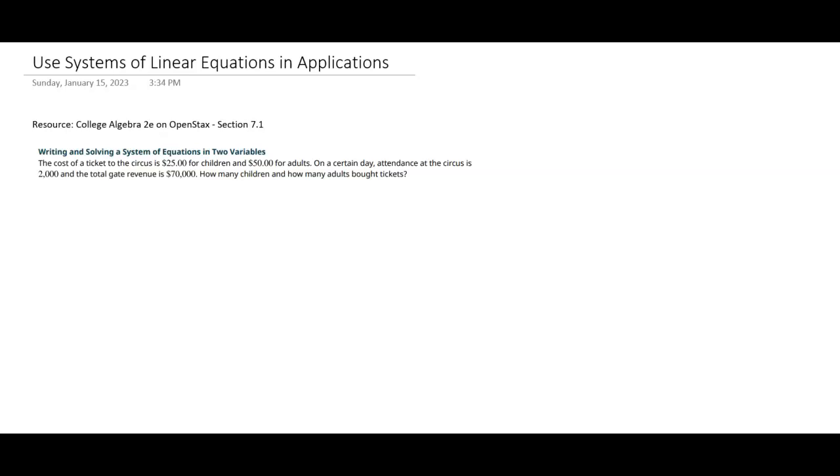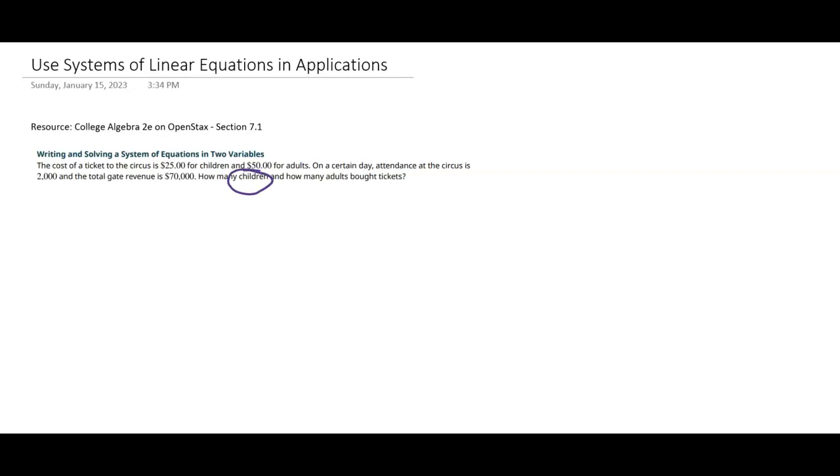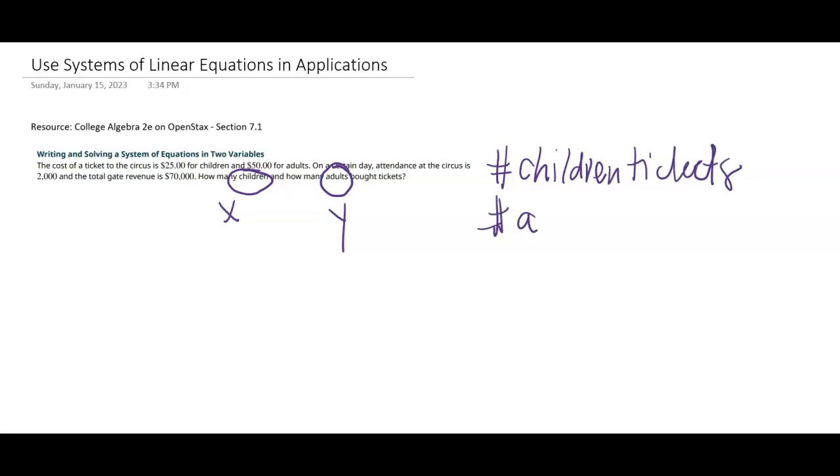So, looking at both of them, let's call children X and adults Y. And that's what I don't know. I don't know the number of children tickets, and I don't know the number of adult tickets, right? That's what I'm trying to figure out.